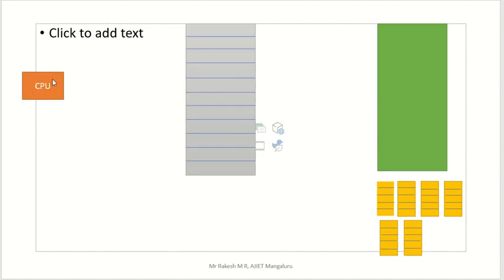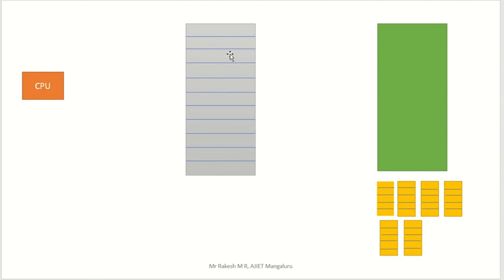Here we have the CPU. This is your primary memory, that is the main memory. You have to listen carefully. Here this is your main memory, this is your CPU, and this is your secondary memory. In this secondary memory we have a lot of jobs or processes. We can consider them processes also.